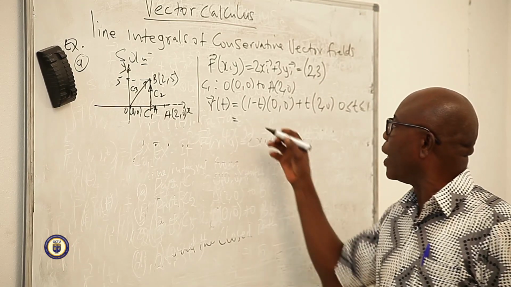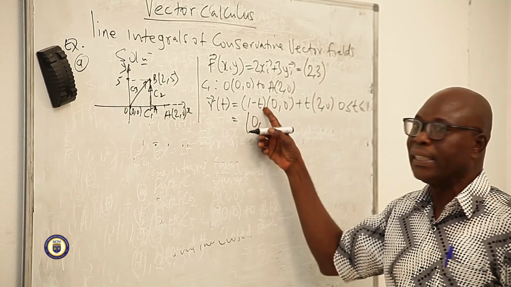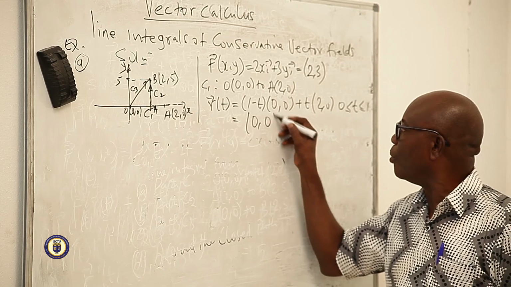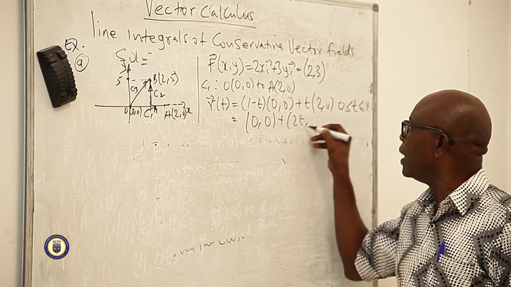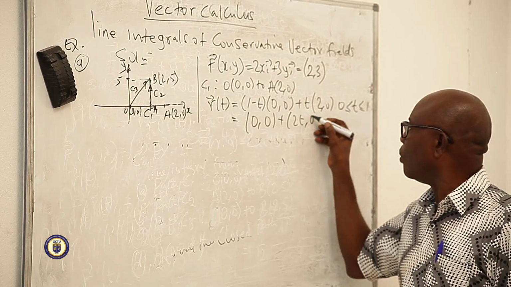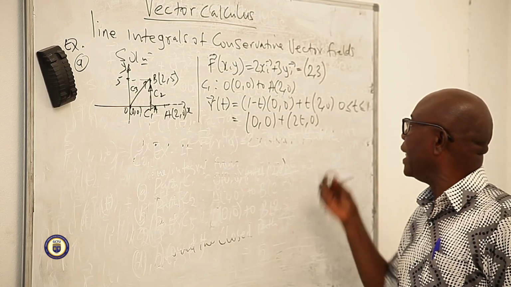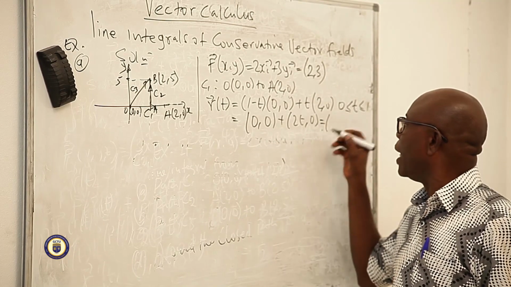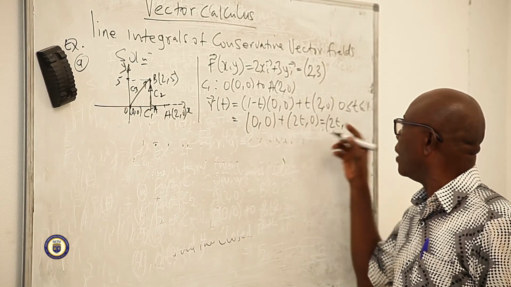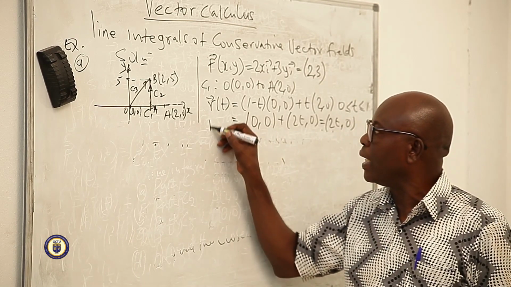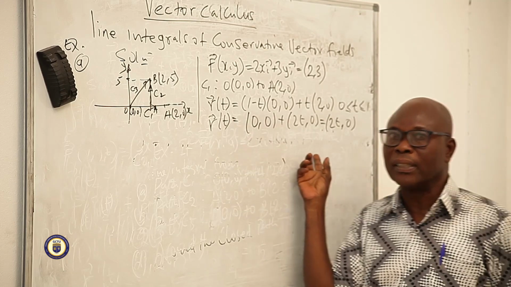When we multiply, we have 1 minus t times 0, that will give us 0, plus 2 times t, that will give us 2t. And t times 0 gives us 0. So if you add the coordinates, the i direction and the j direction, you have 0 plus 2t, that gives us 2t, and then 0 plus 0 gives us 0. And so that is the parametric equation of the path.